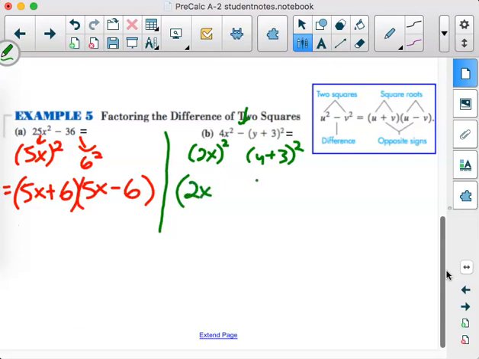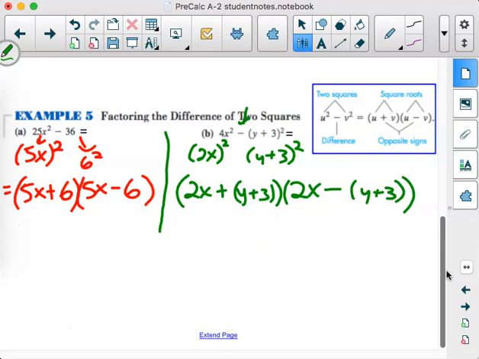I need a 2x in the front for both of these. And I better make this a little larger. I'm not going to have any room to write. I need a 2x because 2x times 2x will give me the 4x squared. And in the back, I need a y plus 3 in both of these. But one has to be a plus and one has to be a minus.